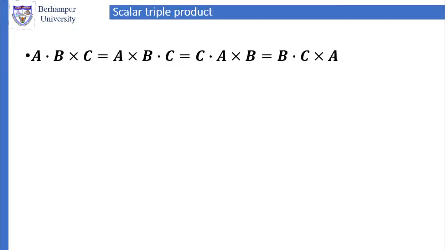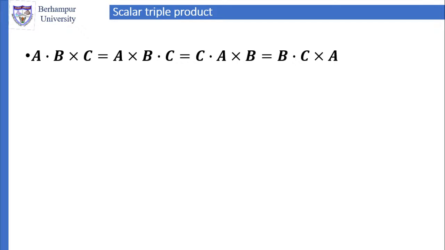The first identity is called the scalar triple product. In this, we take a vector product of two vectors, then we take a scalar product with another vector. As you know, the vector product is a vector, so the resulting vector is taken as a scalar product with another vector. A is one vector, B is another vector, C is another vector. We take the vector product B cross C, then we take the dot product of B cross C with A.